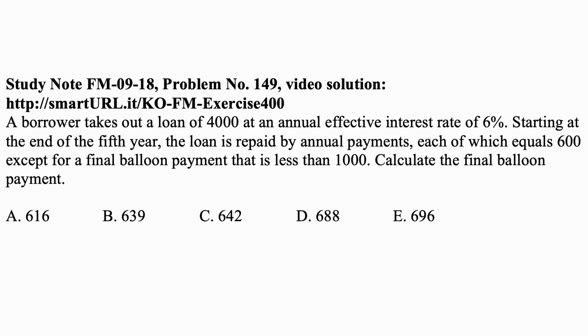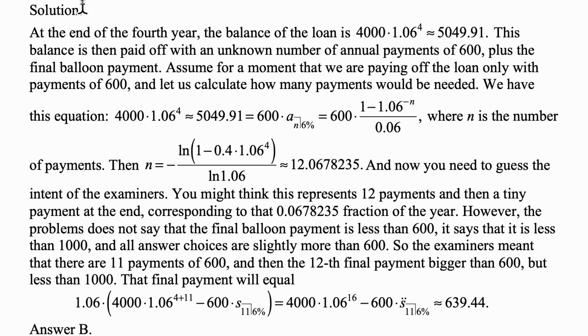Here's a problem for today for exam FM on financial mathematics. A borrower takes out a loan of $4,000 at an annual effective interest rate of 6%. Starting at the end of the 5th year, the loan is repaid by annual payments, each of which equals $600 except for a final balloon payment that is less than $1,000. Calculate the final balloon payment. And I want you to please take a look at the answer choices, because they tell you something. All of them are more than 600. That's important to note.